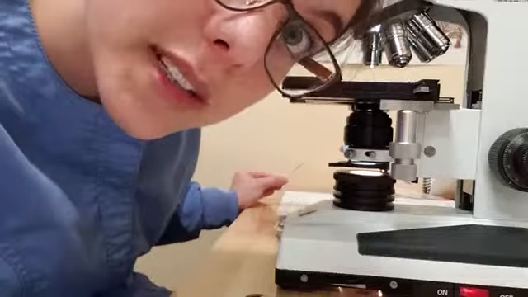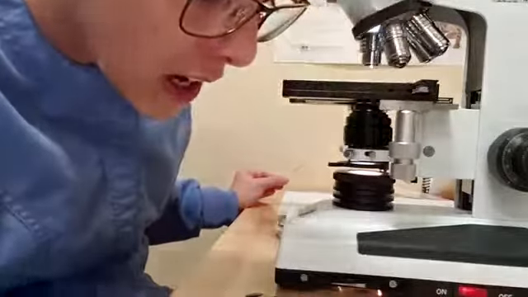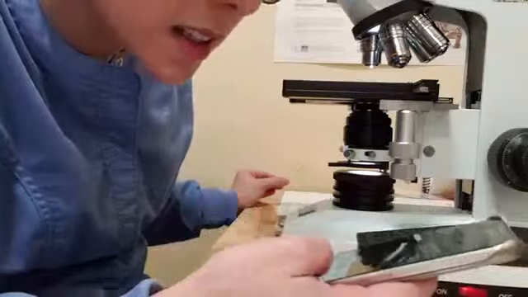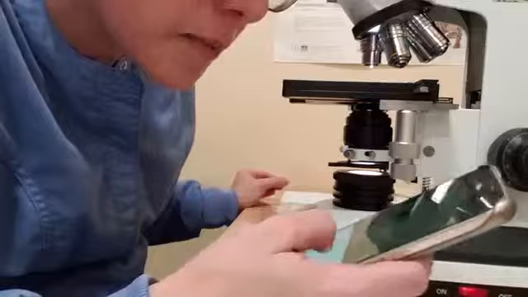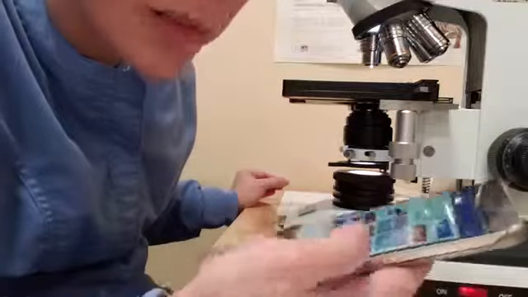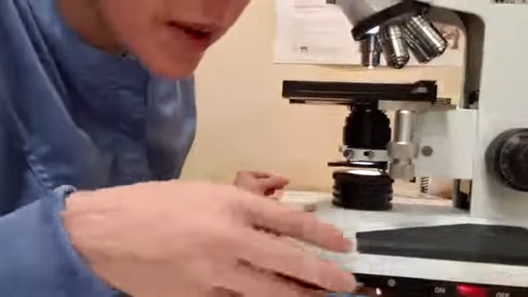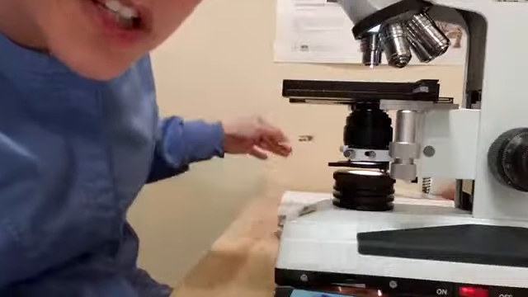Okay, so for this task, we're going to be performing our CBC differential. We'll be using our white blood cell counter app, which I can get up here, to help us tally our cells. And then we'll also be doing a white blood cell estimate, our platelet estimate, and then doing our white blood cell count, all of which we'll explain how to calculate later. But first, we get our slide, and we want to get this all set up.